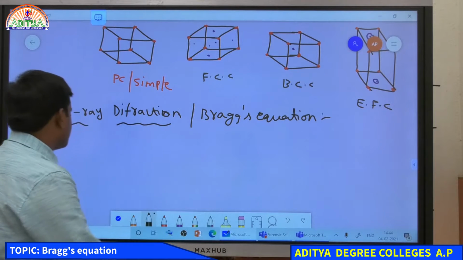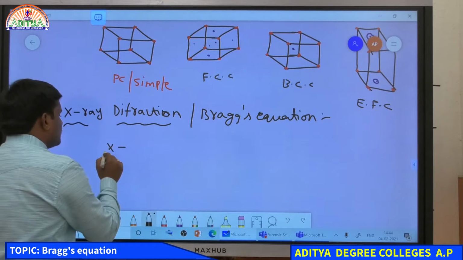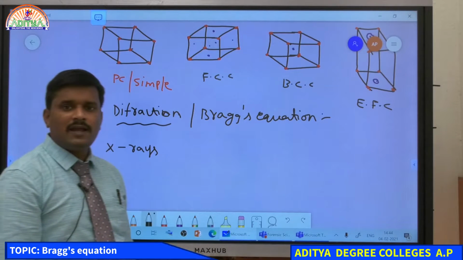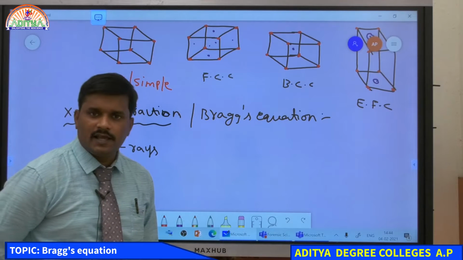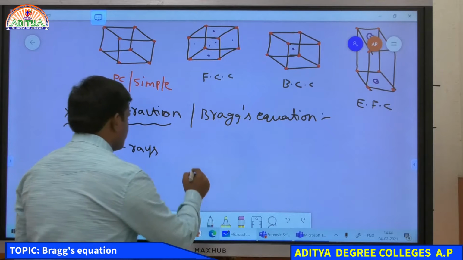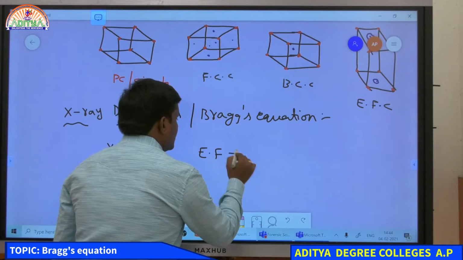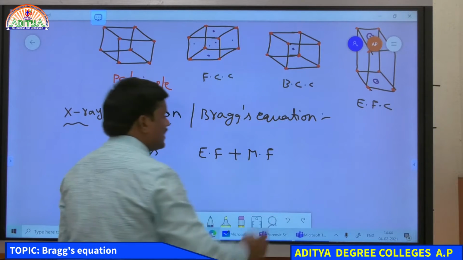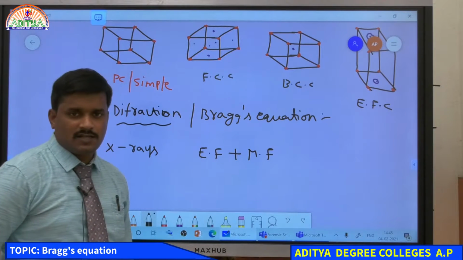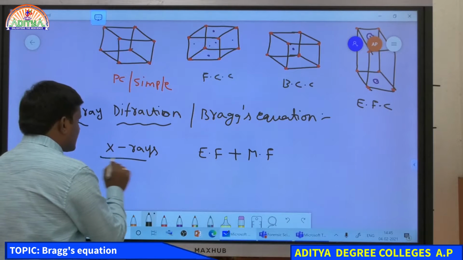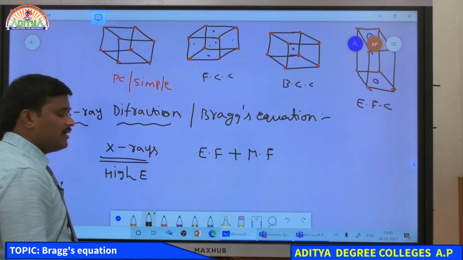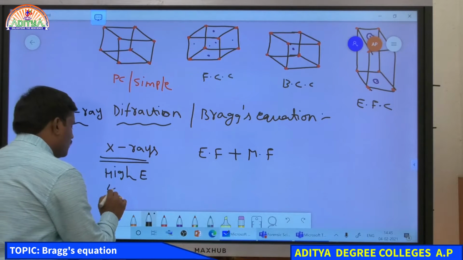So here X-rays are radiation present in the electromagnetic spectrum. Electromagnetic radiation means a radiation which contains both an electric field and a magnetic field. If a radiation contains an electric field as well as a magnetic field, then that radiation is nothing but electromagnetic radiation. So X-rays are always high energy radiation. These have high energy or low wavelength.